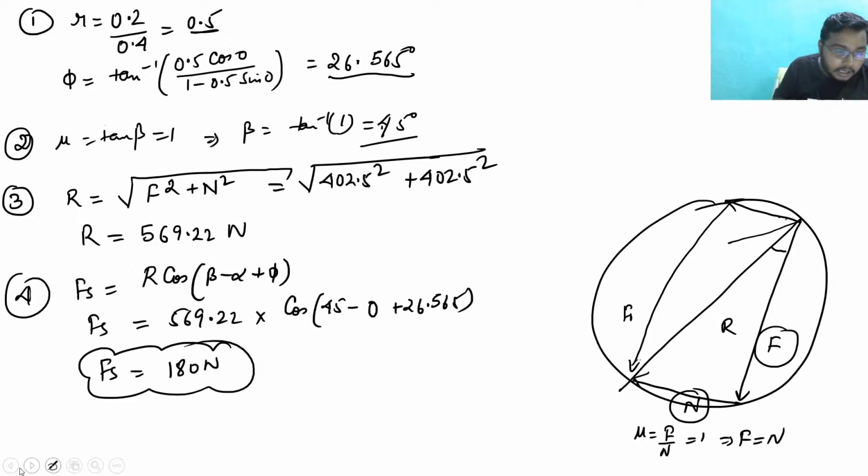And when you solve these values, Fs is going to be 180 Newton. So I think I have solved everything. I don't find any problem here. So this is your R, this is your phi, this is your beta, this is the value of R, and this is the value of shearing force.